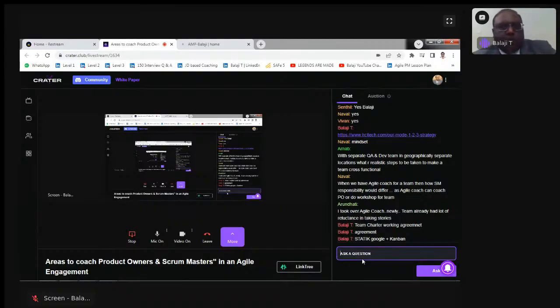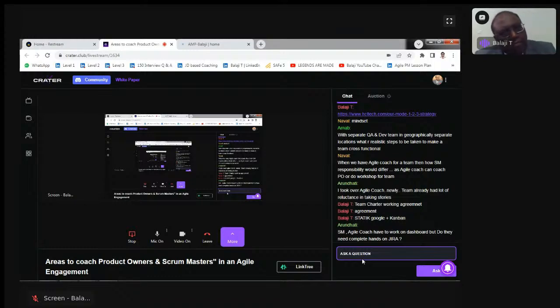And this particular coach will be deployed or moved to some other team. Or rather, in some cases, once the team level agility is completed, we will slowly go to the program layer and the portfolio layer.